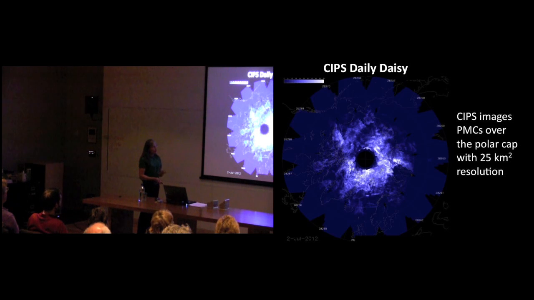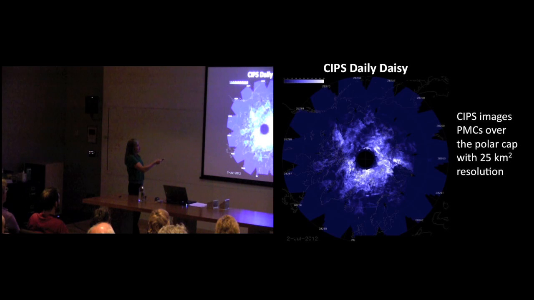Okay, so now I'm going to talk a little bit about some of the CIPS measurements. If you were here beforehand, you saw the movie of what we call CIPS daily daisies. So these are polar mesospheric clouds here as measured by CIPS. So this is that black and white image which we have colored to be blue and white to look a little bit more like clouds.